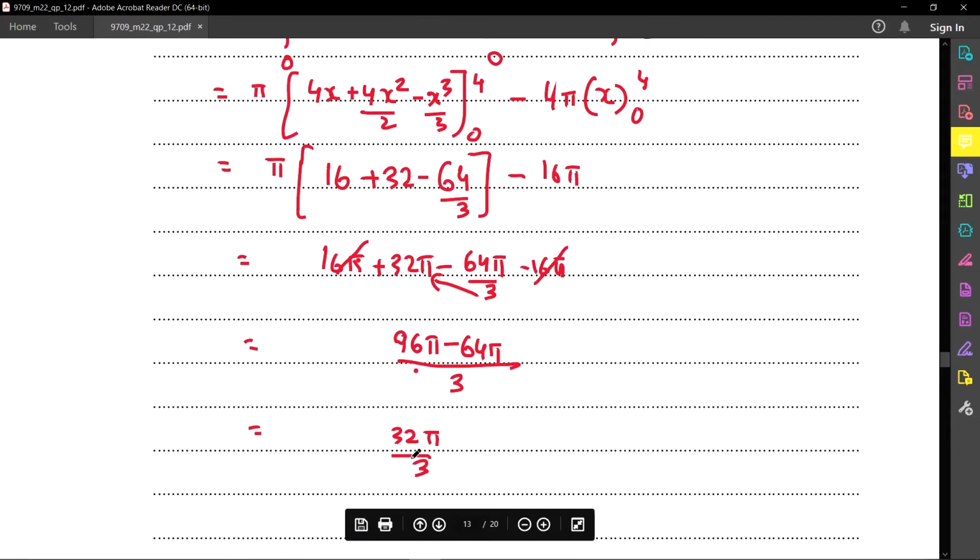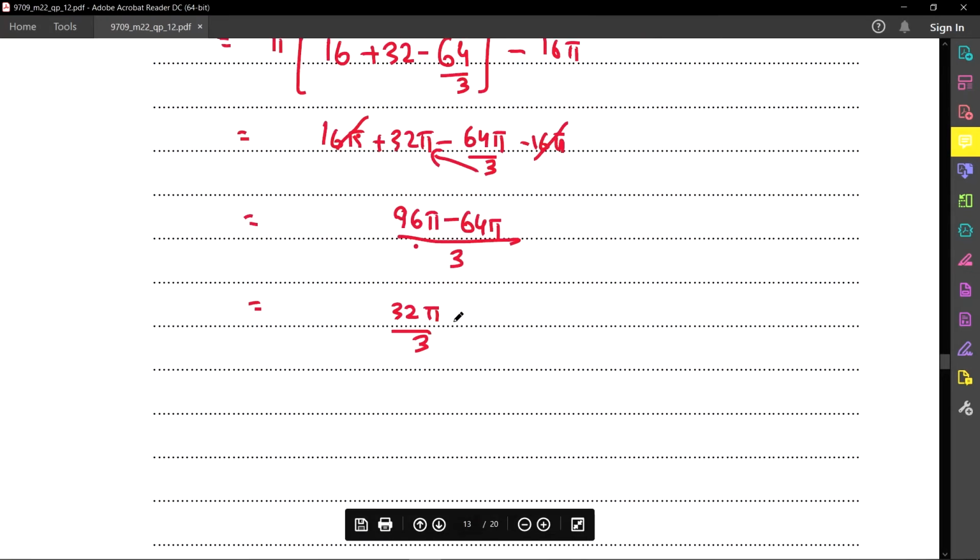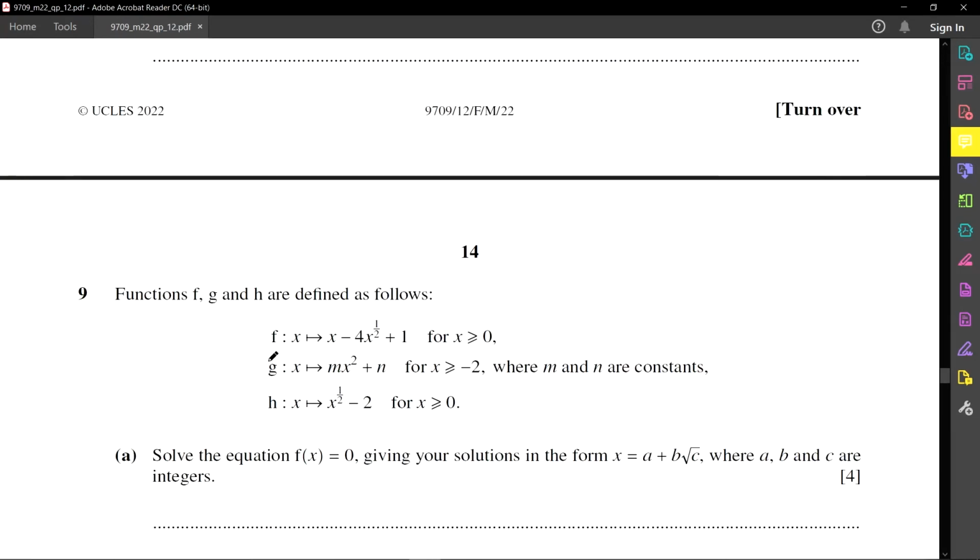Here you can find the volume of the solid formed by the circle, and separately the volume of the solid formed by the line, and take that away from the volume of the solid formed by the circle. Or you can find one combined equation in the beginning and then integrate it at the end. You can even do it that way. So this is 32 pi by 3, and since it's a volume, 32 pi by 3 cubic units. So this is how you need to work on this question.